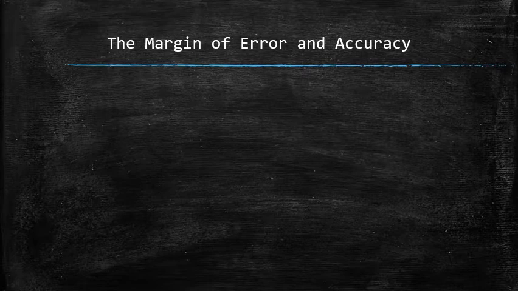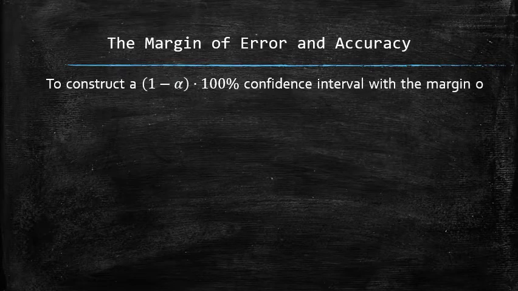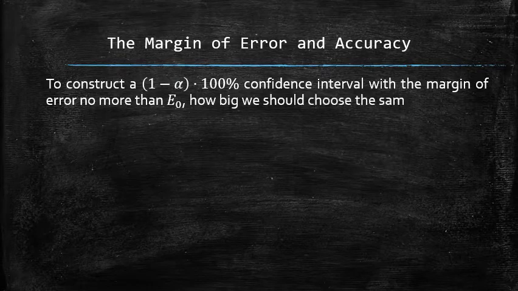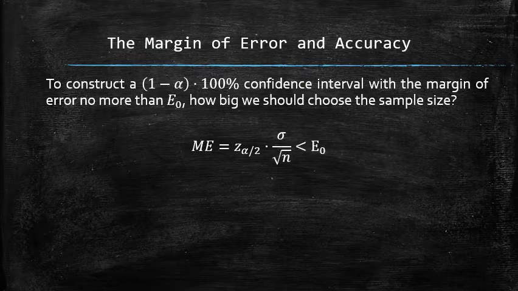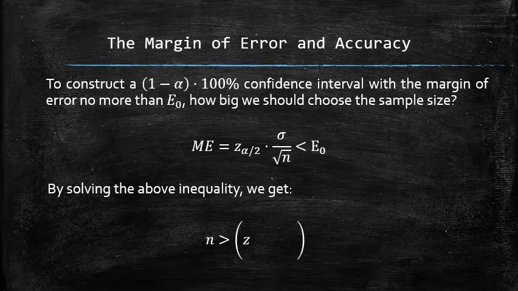If we want to construct a (1 minus alpha) times 100% confidence interval with the margin of error no more than E sub 0, how big should we choose the sample size? Since the margin of error cannot be greater than E sub 0, we have the following inequality. By isolating the sample size, we may obtain the following solution. This means that to find the required sample size, we need to know alpha, sigma, and the bound on the margin of error, E sub 0.